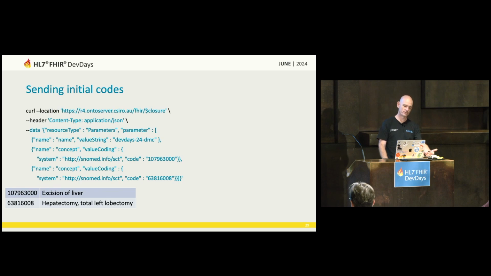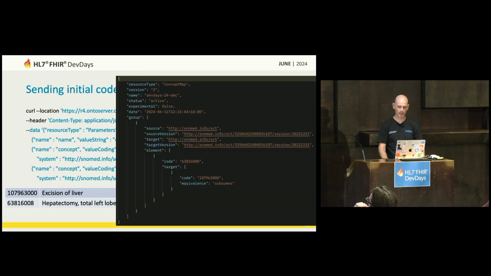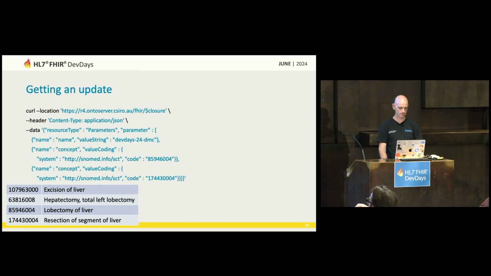Then I can send in my initial codes. These are the two codes that I had before. I can send them in to the transitive closure table and say, add these to my closure table. And what I get back is this response, which is the same as the response I had from subsumes before, telling me that the hepatectomy is subsumed by the excision of liver. That's not so interesting.